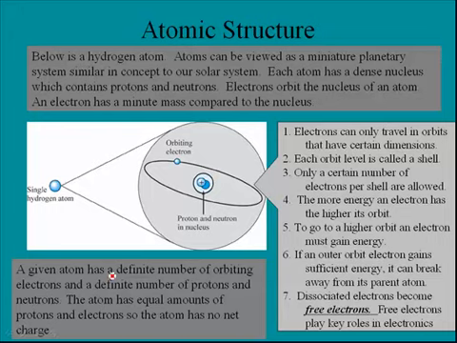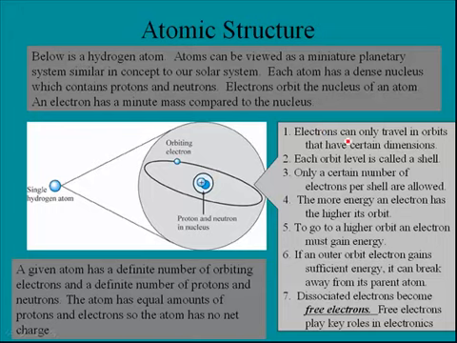A given atom has a definite number of orbiting electrons and a definite number of protons and neutrons. The atom has equal amounts of protons and electrons, so the atom has no net charge. Notice it has an equal amount of electrons which are negatively charged and an equal number of protons which are positively charged.